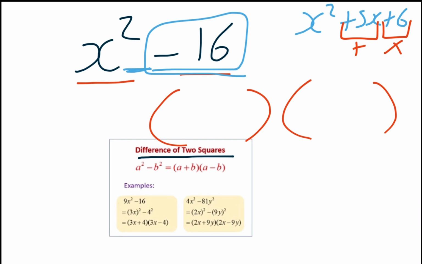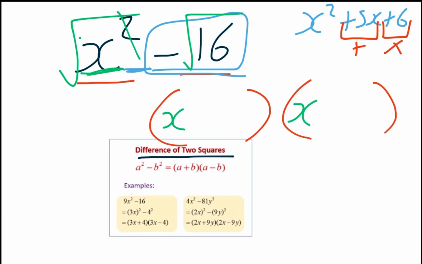So this one is called the difference of two squares. Simply what we do is, if I square root the x squared, we work out the difference of the two squares. The square root and the square both cancel, so you're left with just x. So both terms will have an x. If you square root the 16, you'll get a 4, so both terms will have a 4 in there as well. One will be a plus, one will be a minus. There's the plus, there's the minus. It is the difference of two squares.